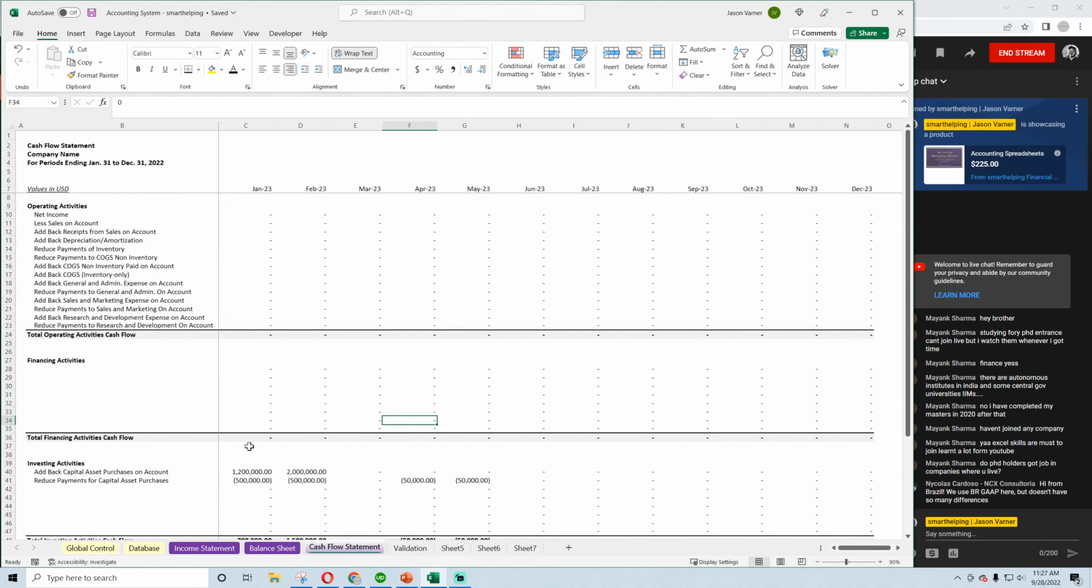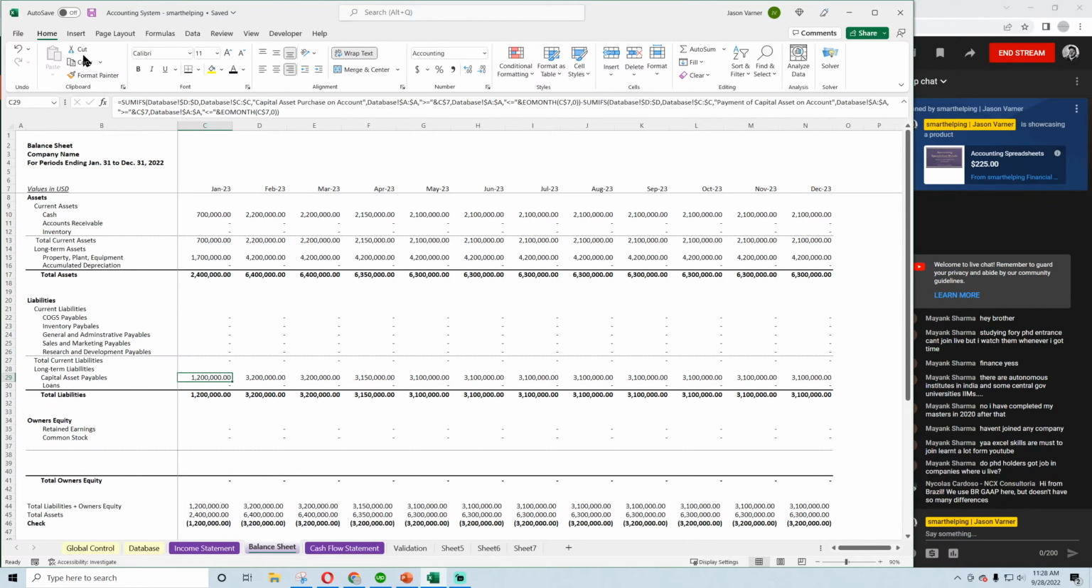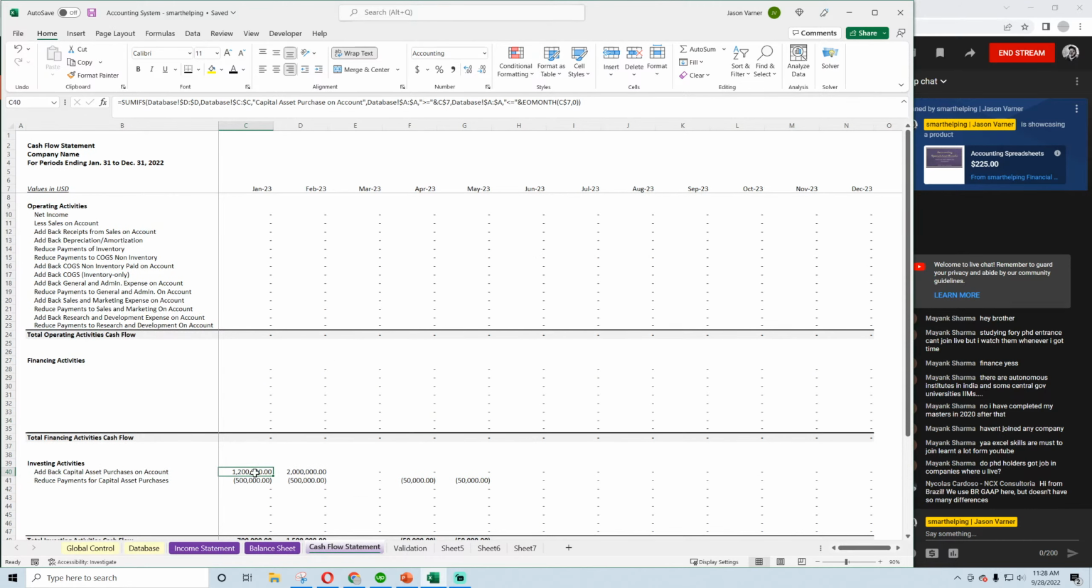So there's the cash flow activities of capital asset purchases, balance sheet. Oh, no, we're still out. We're still out. So let's look here. We're up by 1.2. Cash should not be positive whatsoever.